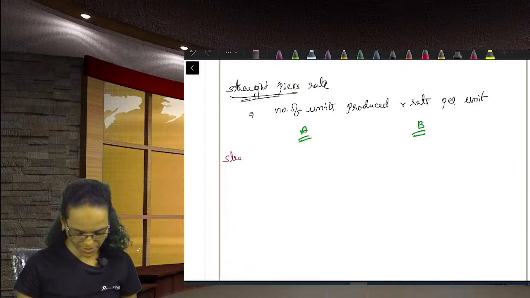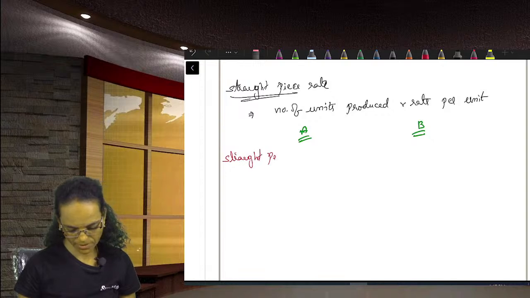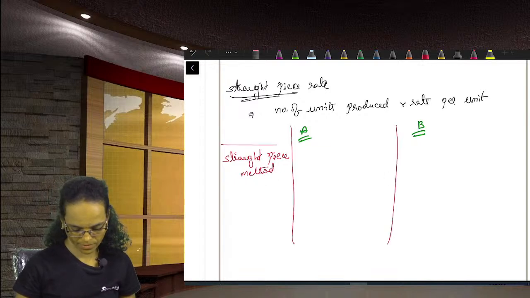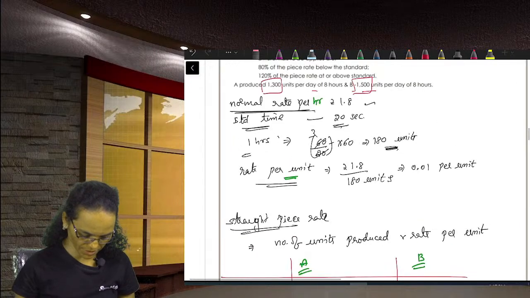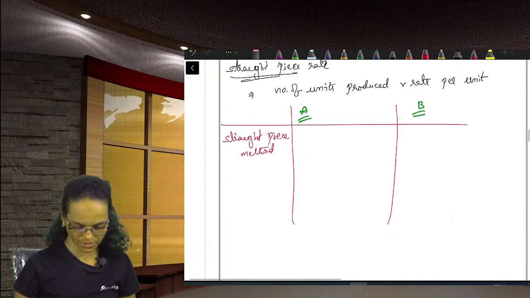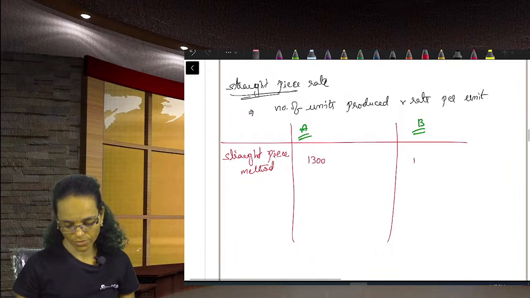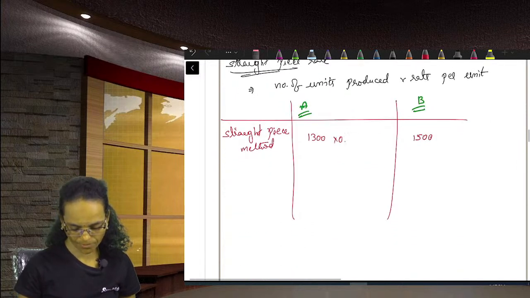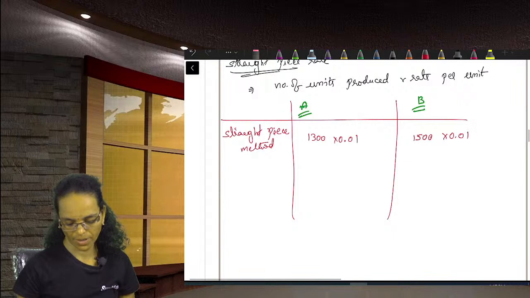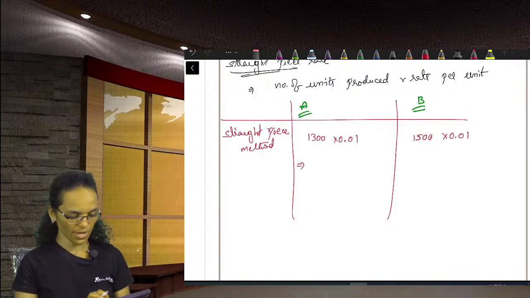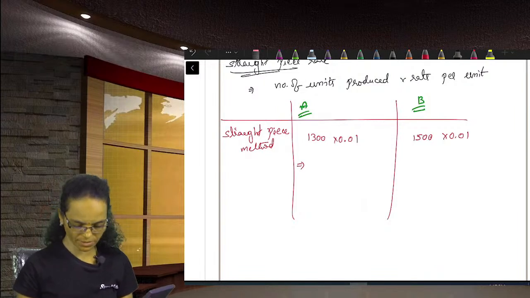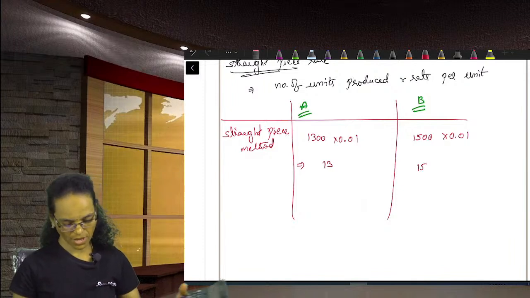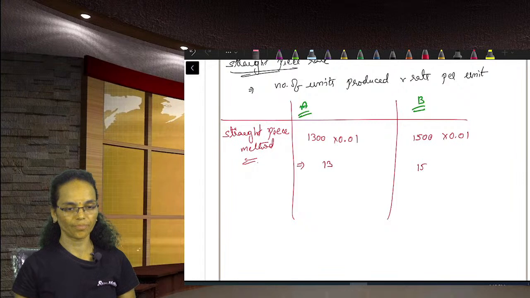So earnings under the straight piece method: number of units, 1300 units A produced and 1500 units B produced. Rate per unit is 0.01 paisa for both. So 1300 into 0.01 is 13 rupees, and 1500 into 0.01 is 15 rupees under the straight piece method.